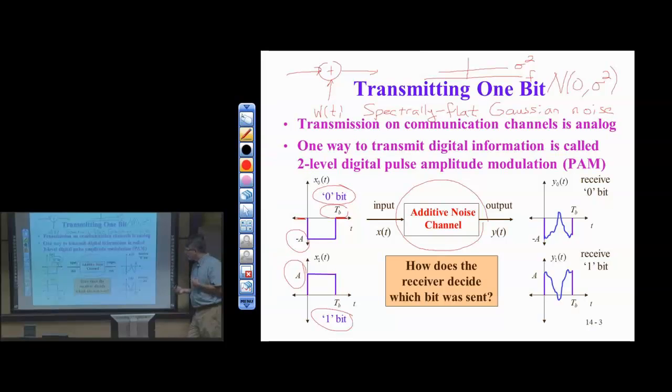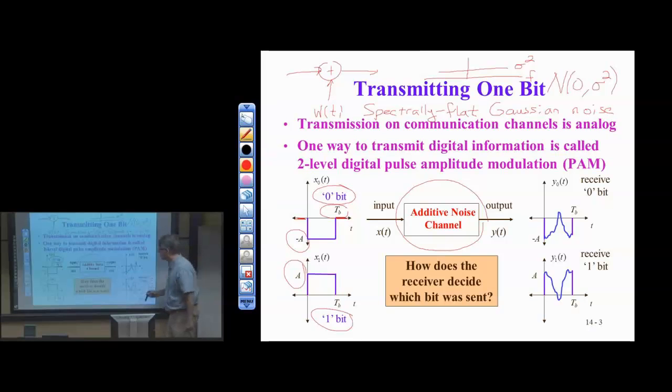And I've asked you this before, so how does the receiver decide which bit was sent? What would you do? Take the average. Why not? And then do what? See if it's positive or negative. That's it. Pretty simple for the 2PAM case.